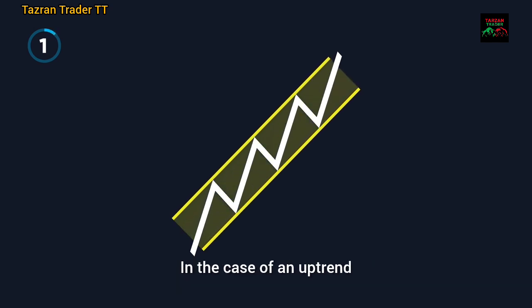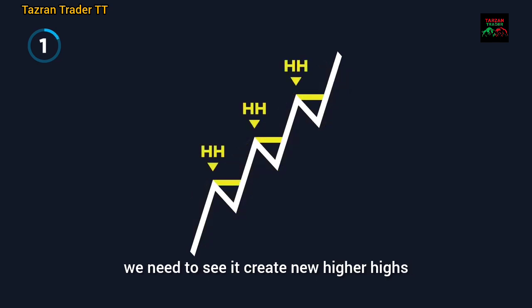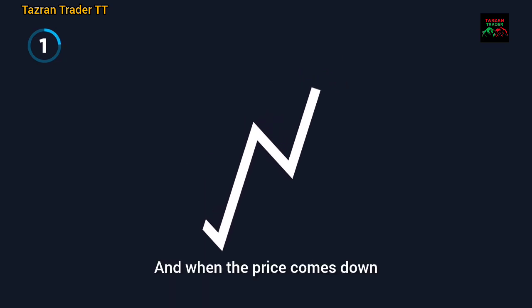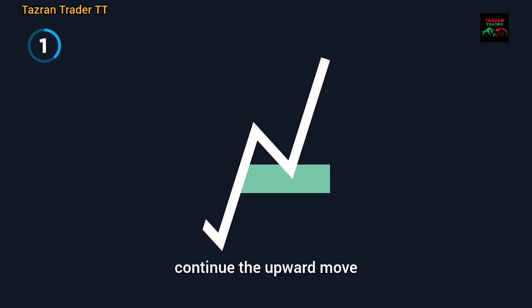In the case of an uptrend, we know that in order for it to remain valid, we need to see it create new higher highs. But after a high is created, we know a retracement is expected. And when the price comes down, it needs to find some kind of support that it can use to create the next leg up. And this is where we would look within the previous leg to find a bullish fair value gap that can provide the liquidity needed to continue the upward move.